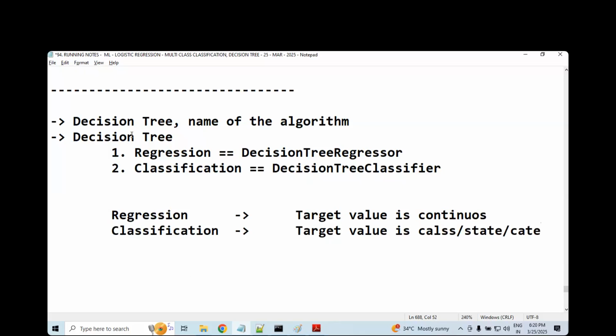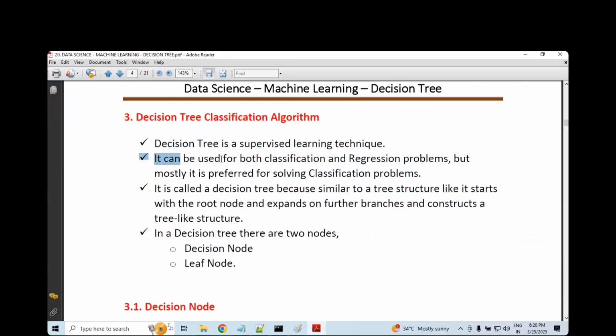Now, let me tell you, there are many classification problems in this world. Try to understand the theory and you will get an idea. It can be used for both classification and regression problems. By using this one, you can solve both. But it is mostly preferred for solving classification problems. Daniel, why? There are more and more classification problems in this universe.